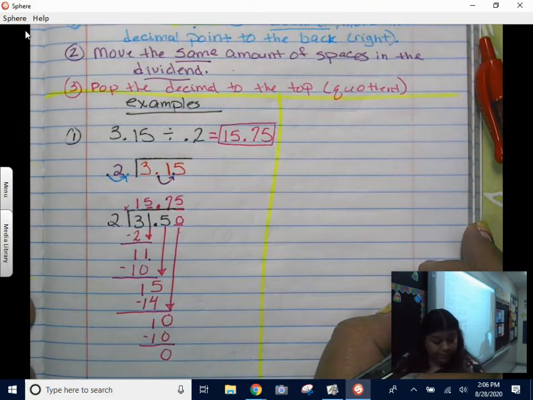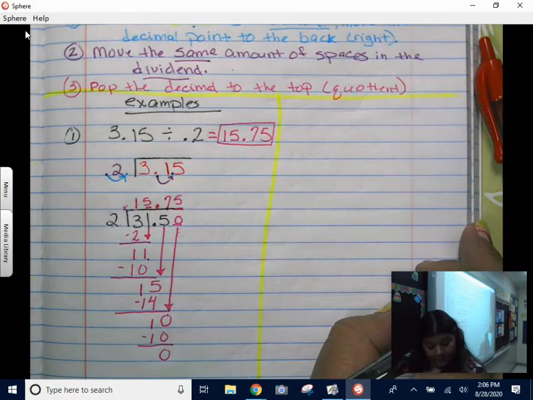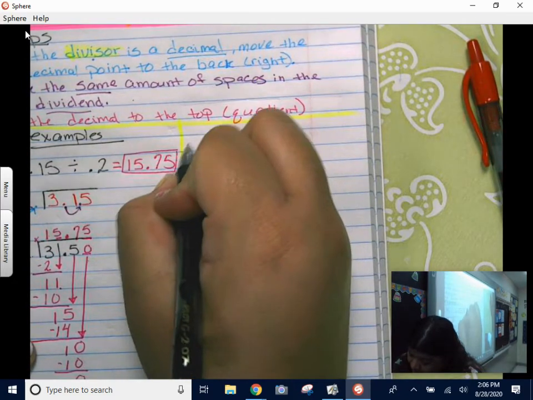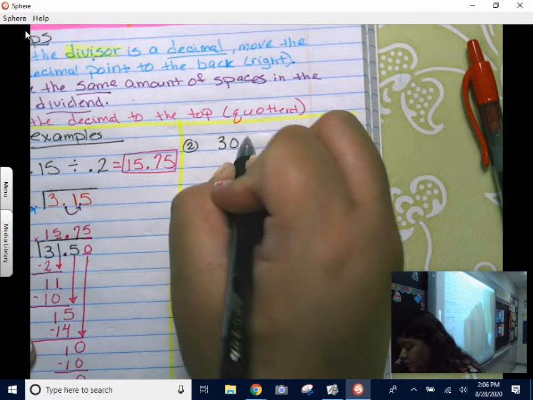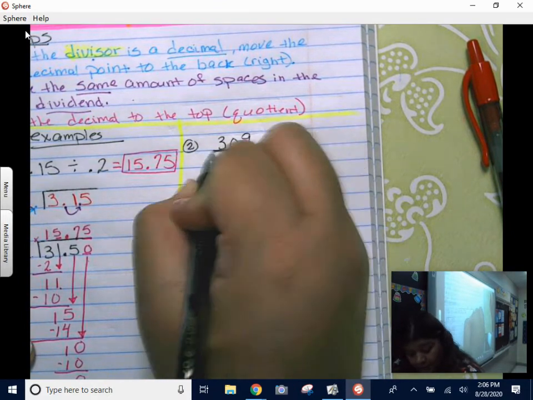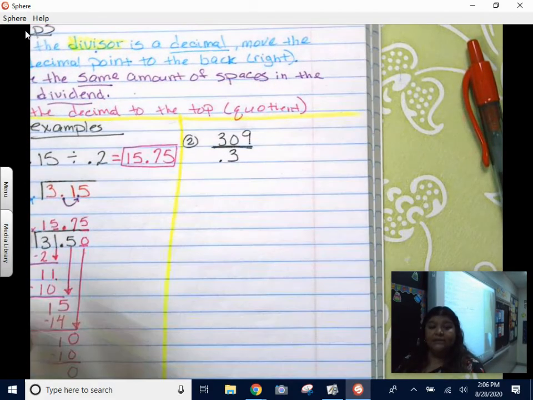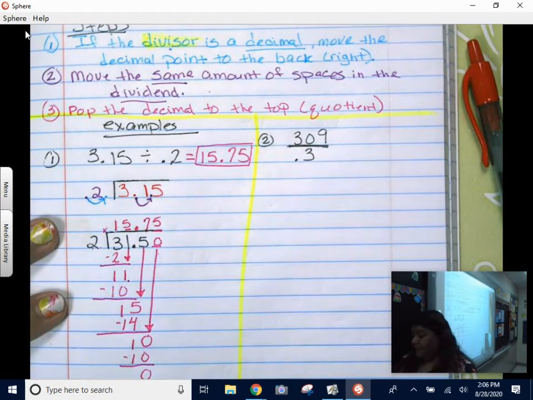Let me think of a good one. Yes, okay. Let us divide, so here's example number 2. I'm going to divide 309 divided by 3/10. Okay, 309 divided by 3/10.